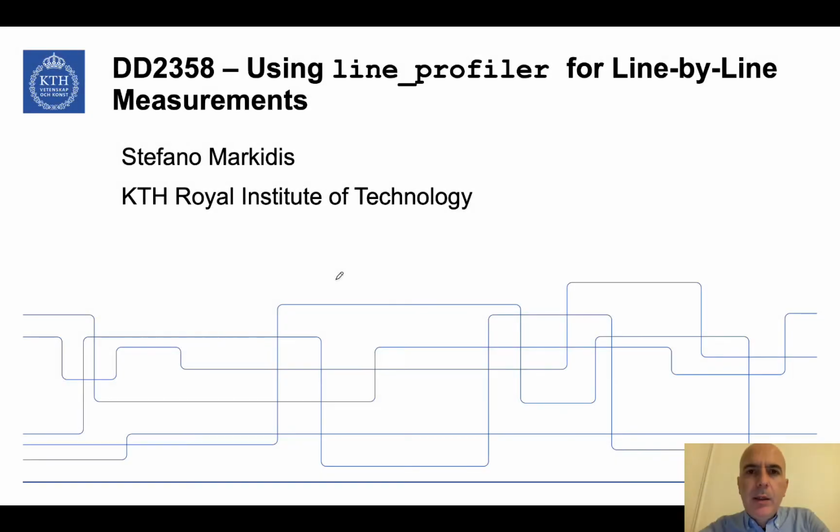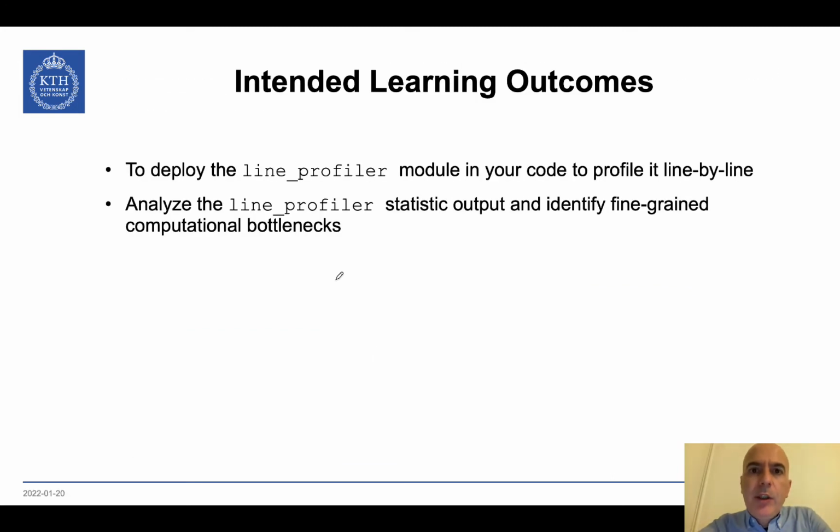Hi, welcome back. In this lecture, I want to introduce the Line Profiler module. That is a tool that allows us to profile code line by line. This is very important and will give information on which line is important to do the work of optimization. By the end of this lecture, we will be able to deploy the Line Profiler tool in our code to profile line by line and understand performance bottlenecks.